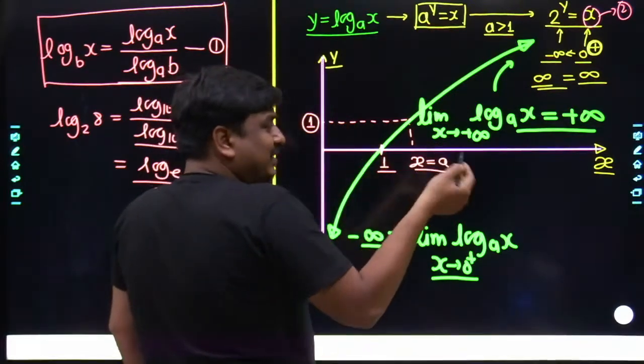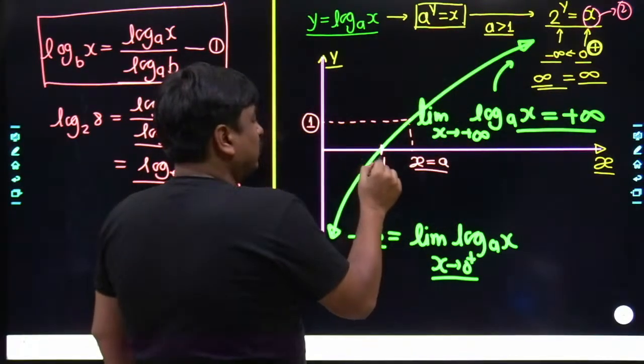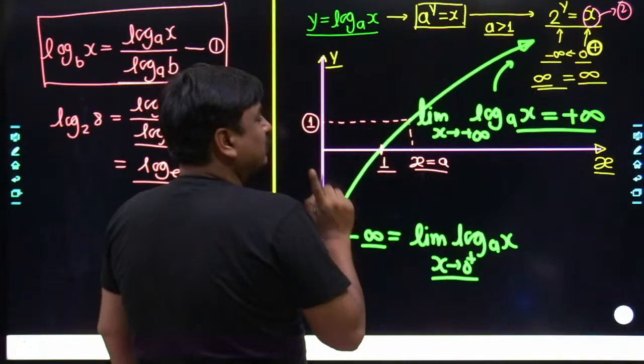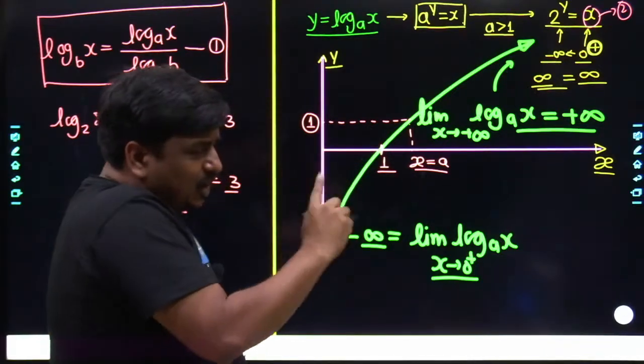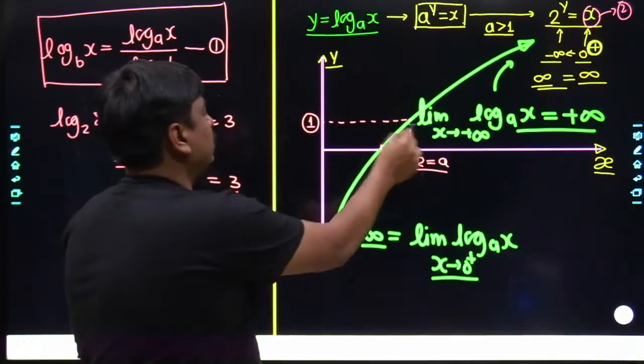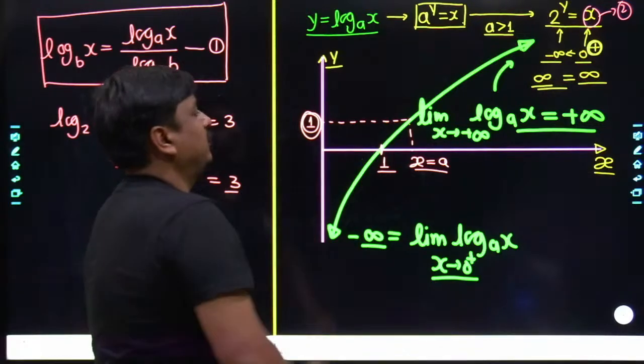Log a of x at x equal to 1, the magnitude of log a x would become 0, and similarly log a of x at x equal to a would precisely become 1.